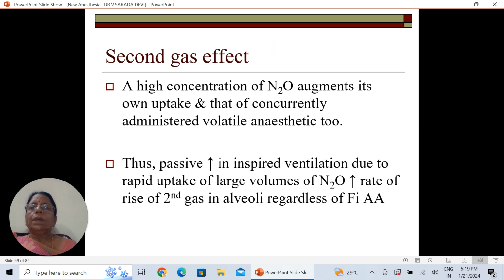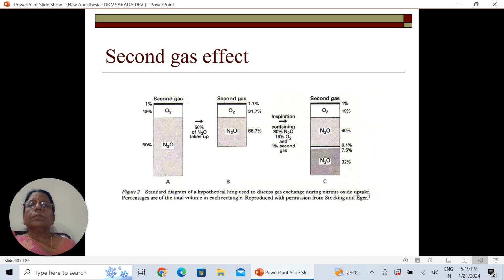Second gas effect. A high concentration of nitrous oxide augments its own uptake and that of concurrently administered volatile anesthetic also. Thus, passive increase in inspired ventilation due to rapid uptake of a large volume of nitrous oxide increases the rate of rise of the second gas in the alveoli regardless of anesthetic agent concentration. This is the second gas effect.